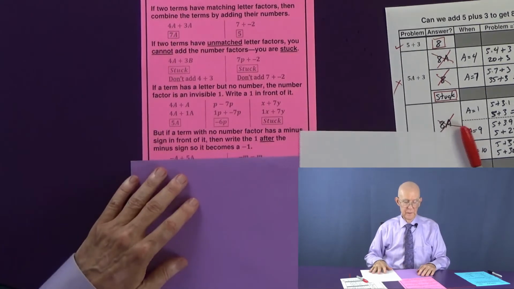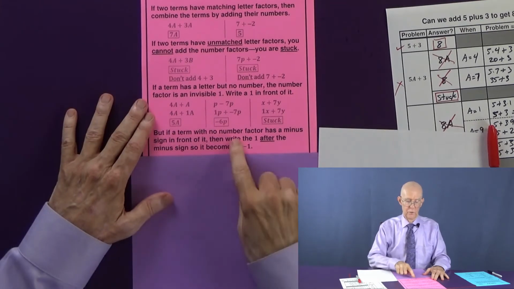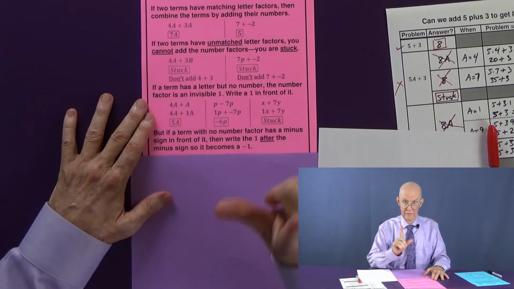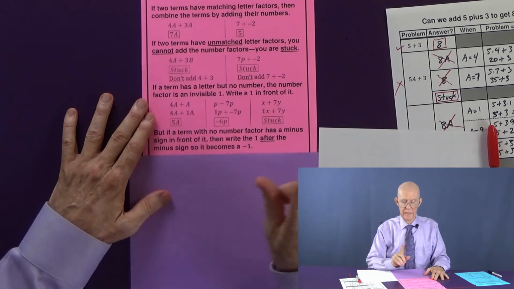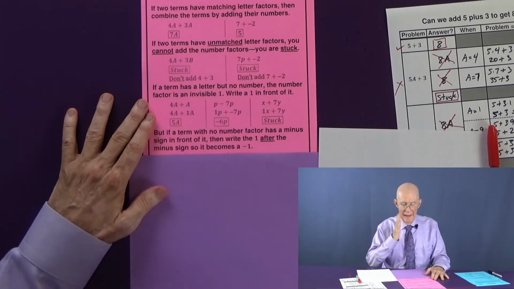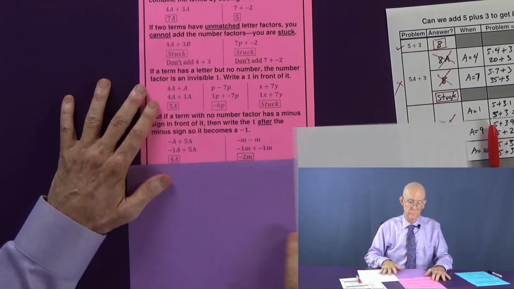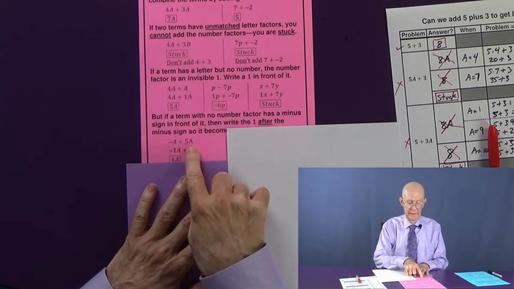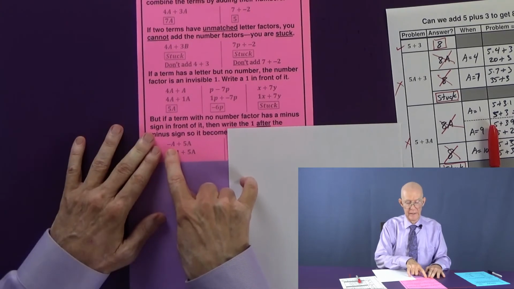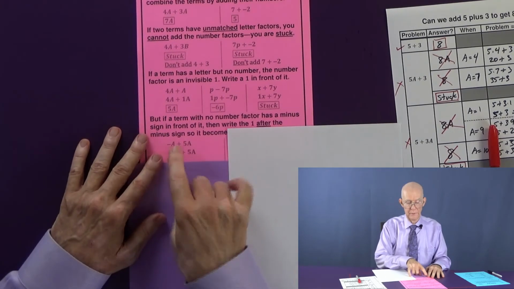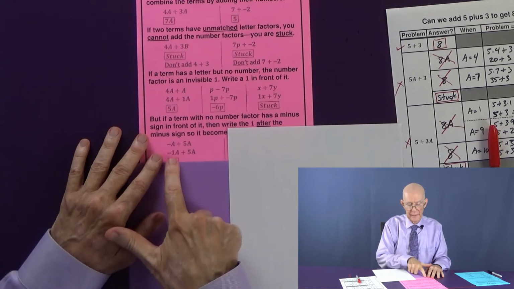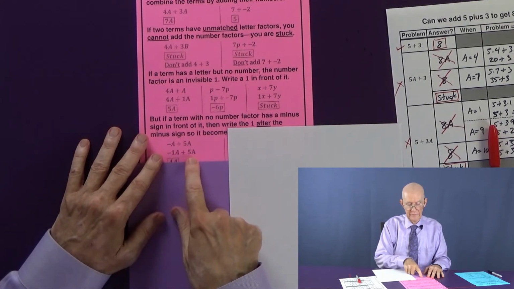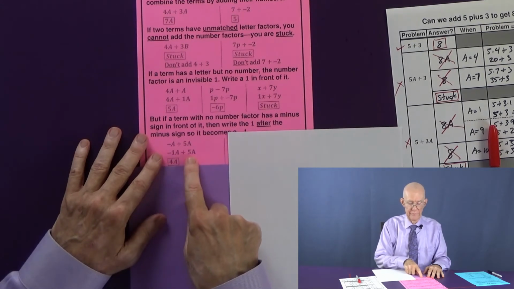Lastly, if a term with no number factor has a minus sign in front of it, then write the invisible 1 after the minus sign so it becomes a negative 1. So in this one here, negative a plus 5a, so I have a negative a there. There's an invisible 1, but you put it after the negative sign like this, plus the 5a. Now I can add the negative 1 and 5 and get 4. So it's 4a because the letters match.